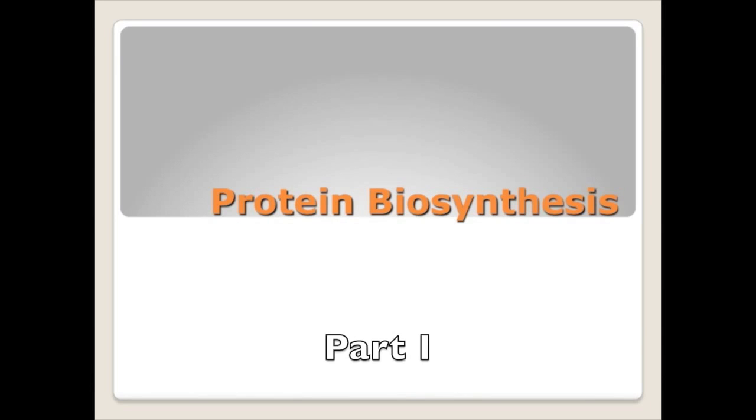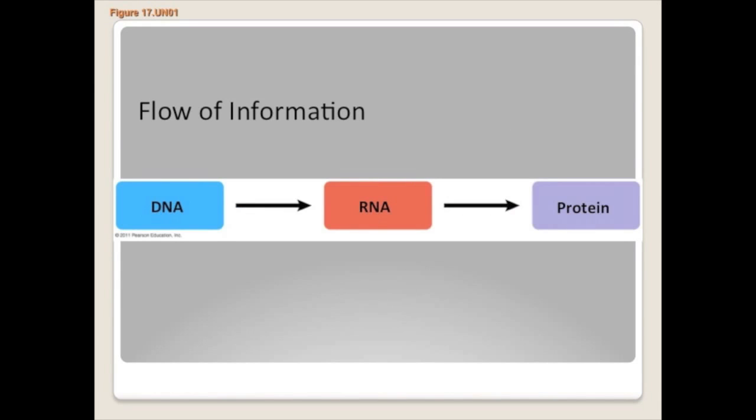Today we're going to begin to learn about protein biosynthesis. We're going to start with a concept that we learned in Chapter 1 called flow of information. If you recall, genetic information is stored in DNA, and it must be removed and rewritten into a nucleic acid called RNA, ribonucleic acid, and then that information is translated into the protein.